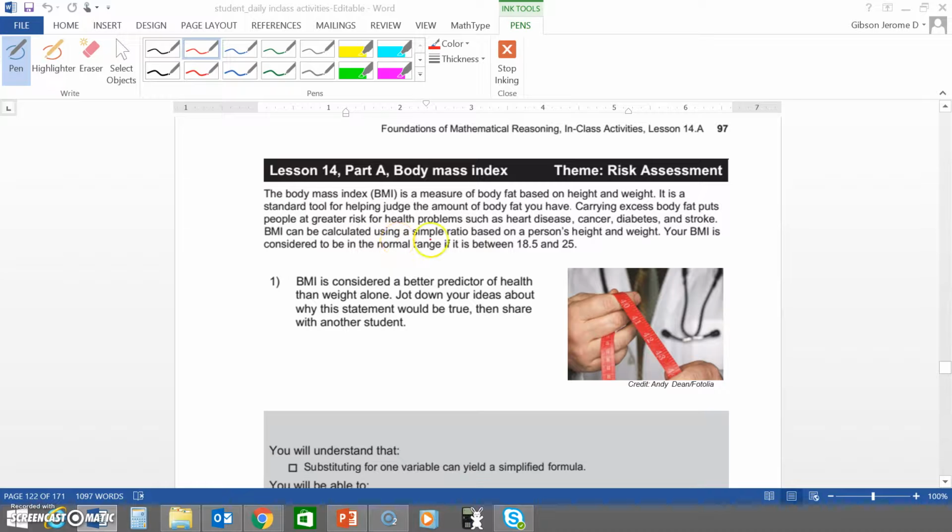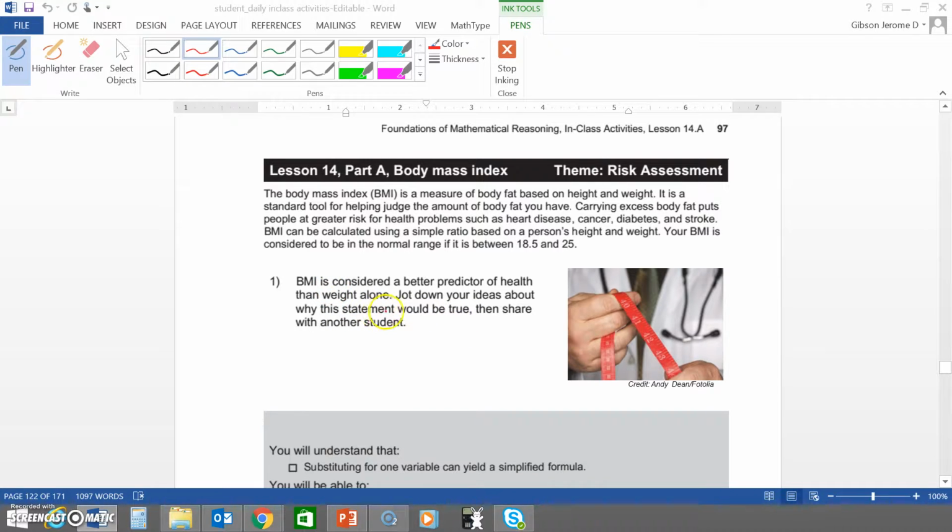BMI can be calculated using a simple ratio based on a person's height and weight. Your BMI is considered to be in the normal range if it is between 18.5 and 25. BMI is considered a better predictor of health than weight alone. Jot down your ideas about why this statement would be true, then share with another student.